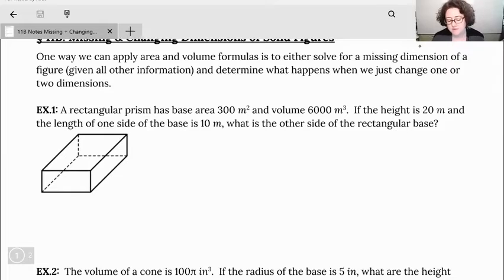It has a base area of 300 meters squared and a volume of 6,000 meters cubed. If the height is 20 meters and the length of one side of the base is 10 meters, what's the other side of the rectangular base?